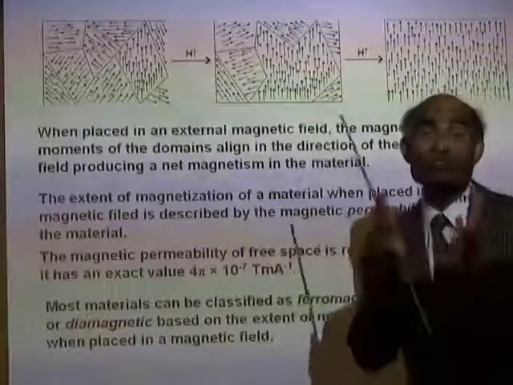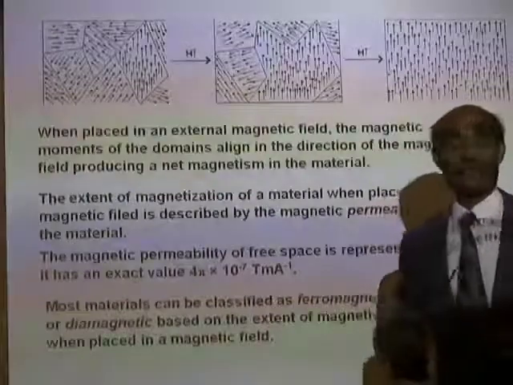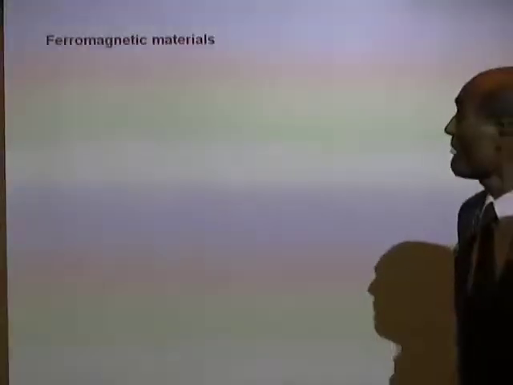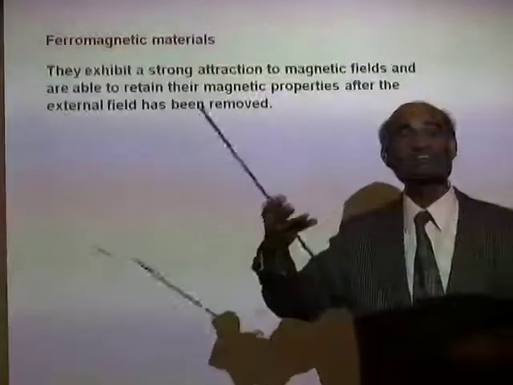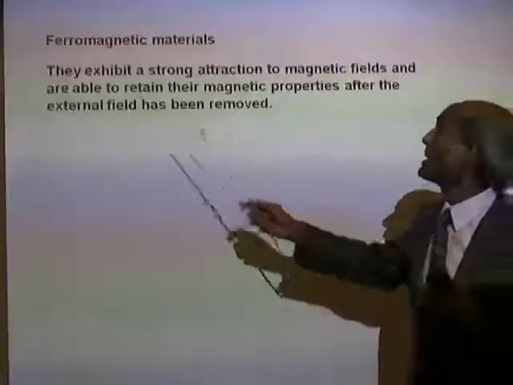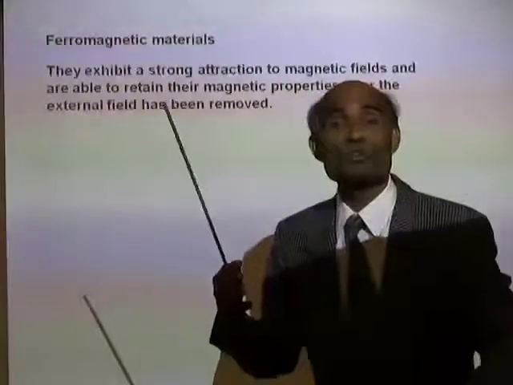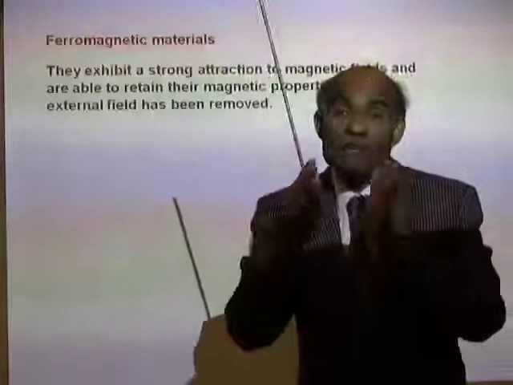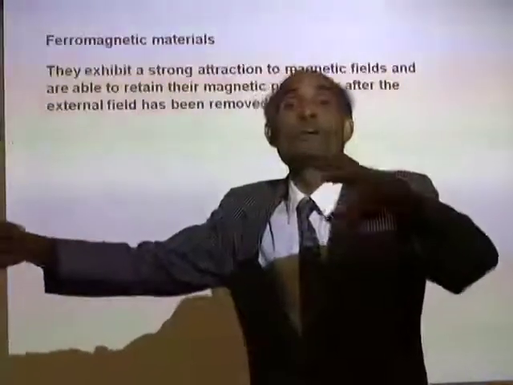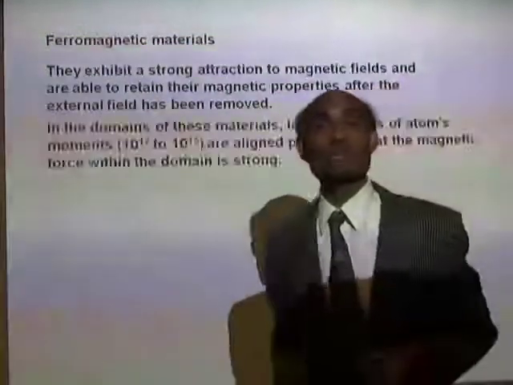Now, most materials can be classified based on their magnetic properties as ferromagnetic, paramagnetic, and diamagnetic. Well, we will look at each of these briefly before we move on. Alright, what are ferromagnetic materials? Ferro is iron, is that right? Now, these materials exhibit a strong attraction to magnetic fields and are able to retain their magnetic properties after the external field has been removed. That means they will respond to the external magnetic field very strongly, and the domains will align themselves to a very large degree. And even when the external field is removed, some of the alignment will be retained. Such a material is a ferromagnetic material. They are very good magnetic materials.